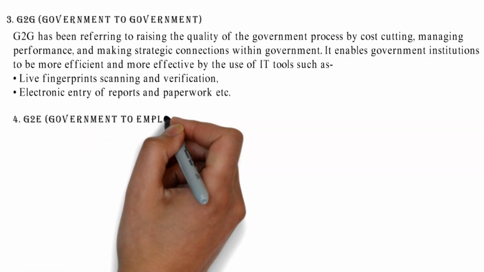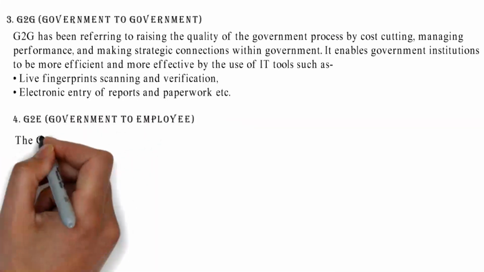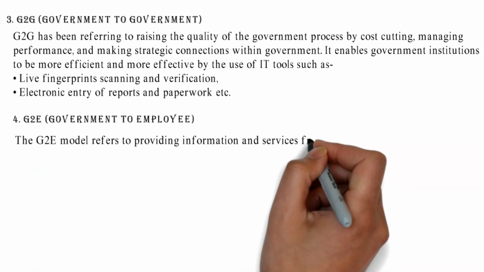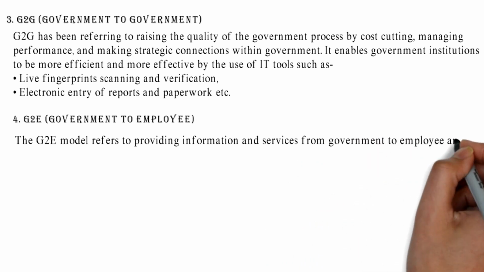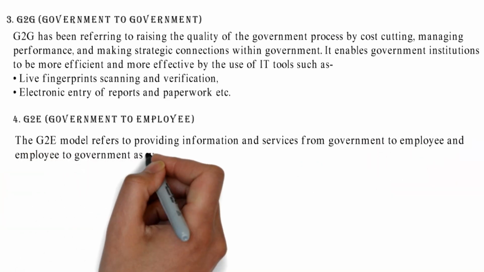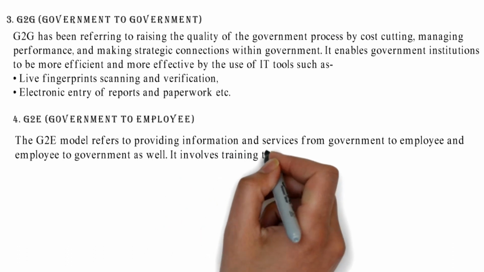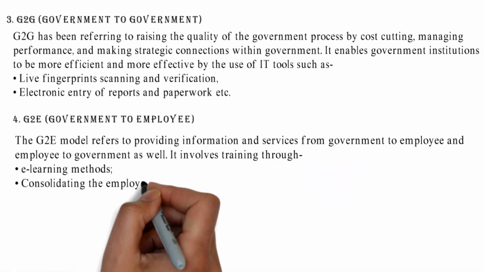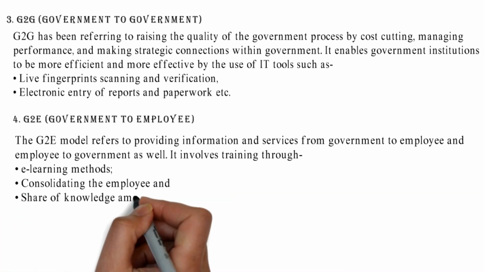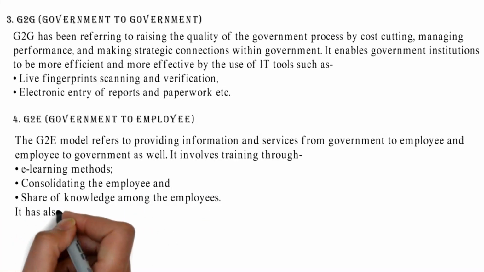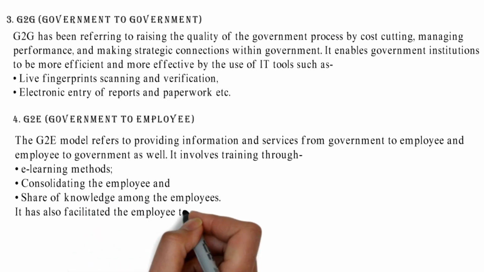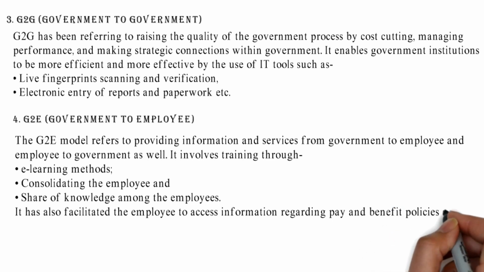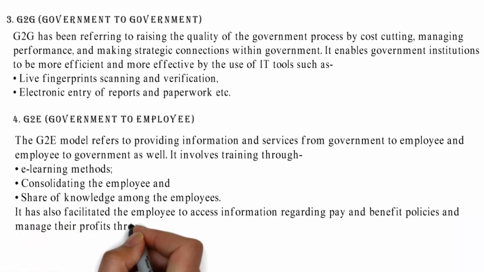4. G2E, Government to Employee. The G2E model refers to providing information and services from government to employee and employee to government as well. It involves training through e-learning methods, consolidating the employees and sharing of knowledge among the employees. It has also facilitated employees to access information regarding pay and benefit policies and manage their profits online.